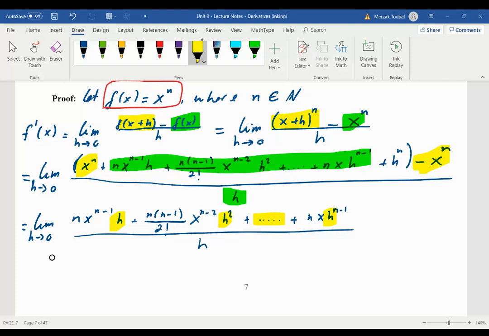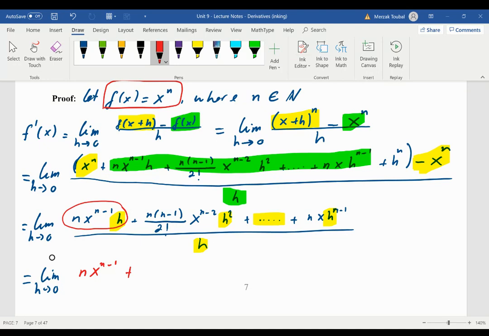And this whole expression is divided by h. That means we can divide every single term by h. So this will be the limit as h approaches 0. The first term divided by h would be, n times x to the n minus 1 times h divided by h, that's nx to the n minus 1.